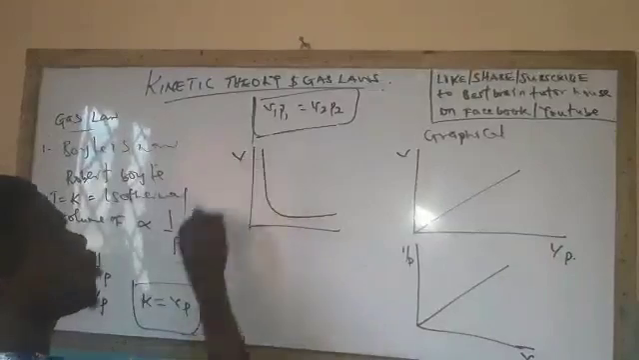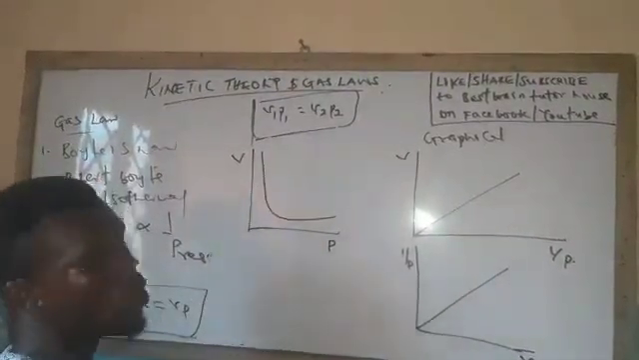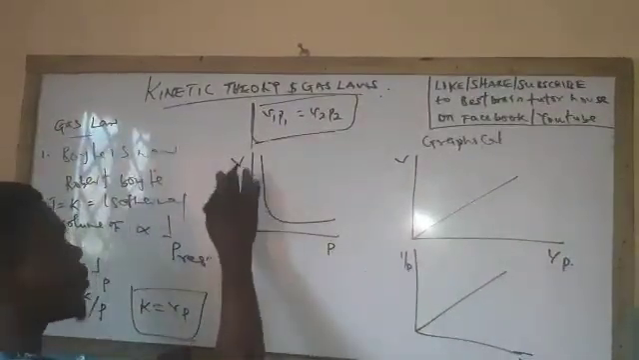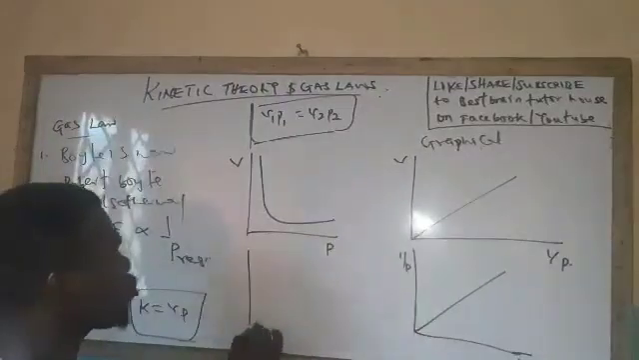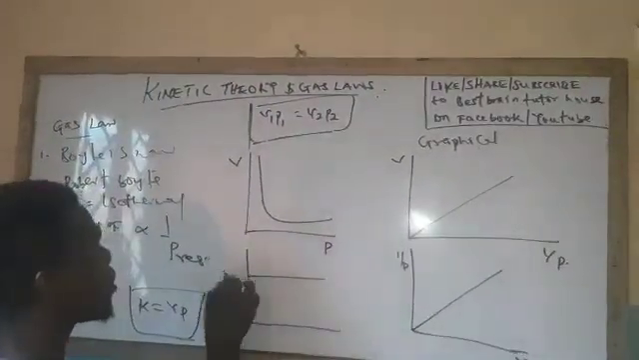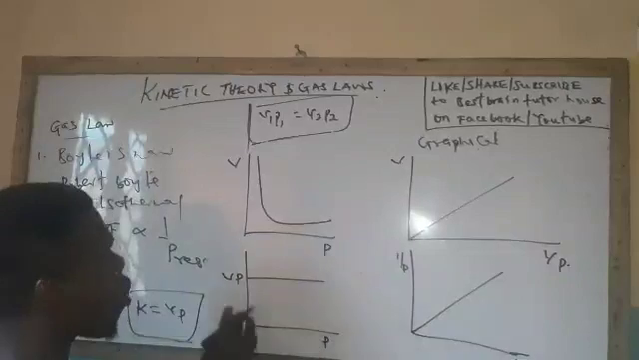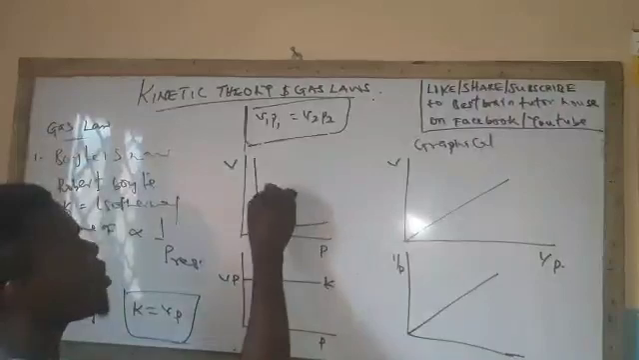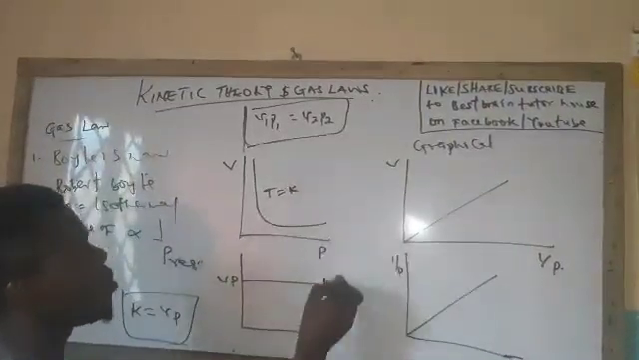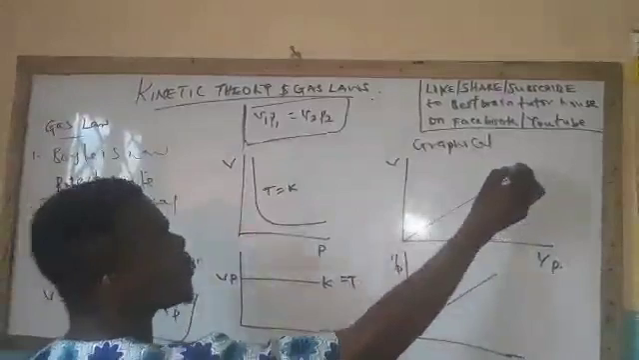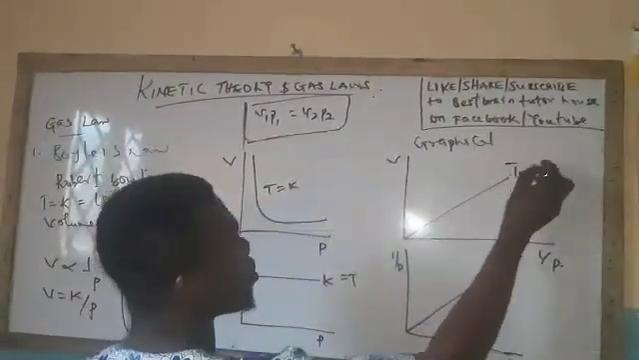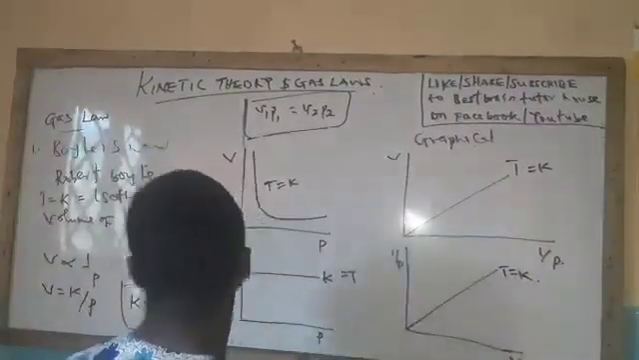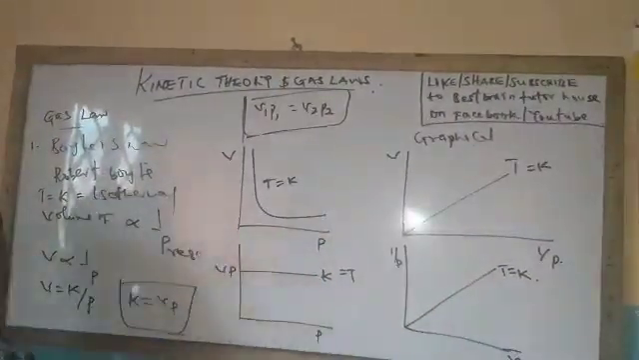That is volume against pressure, and it can also be in interchanged form, that is pressure against volume. It can also be expressed in this form, volume against pressure, or pressure against volume, where T is constant. This describes what we call Boyle's law.